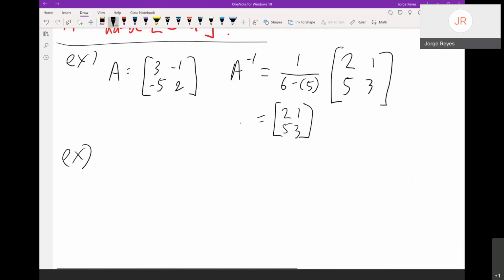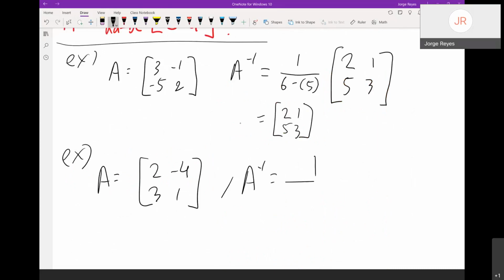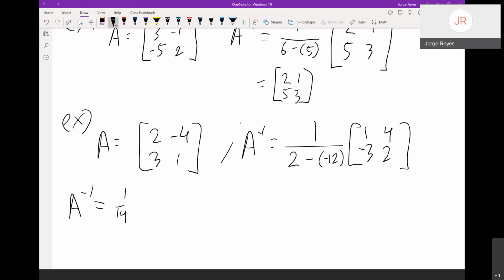So let's find the inverse of just some random things. Here is going to be 2, -4, 3, 1. A inverse is going to be 1 over AD minus BC, so 2 minus a -12, so it's going to be a 14, times 1, 2, 4, -3. So the answer will be 1 over 14, 1, 4, -3, 2.